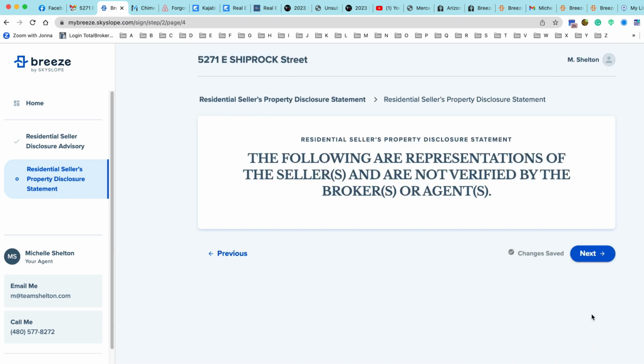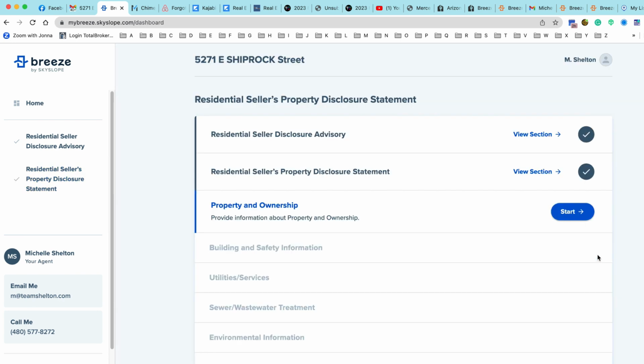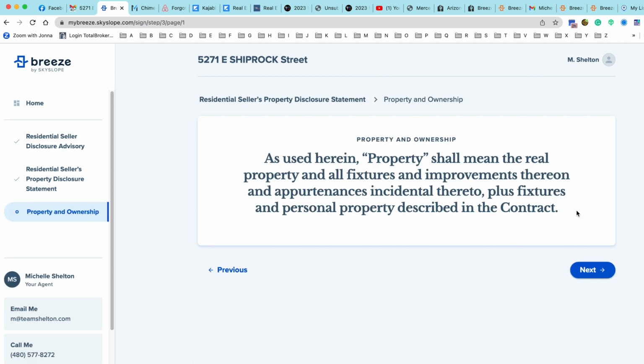And that's a message to the buyer, which I'm not sure why the buyer would be seeing that, because I'm assuming, I haven't used this yet, folks, so I'm making the assumption that it actually fills it out for you and emails it, but maybe it sends a link so that they can review it here. The following are representations of the seller and are not verified by the broker or the agent. Wow, it is a lot to get through.